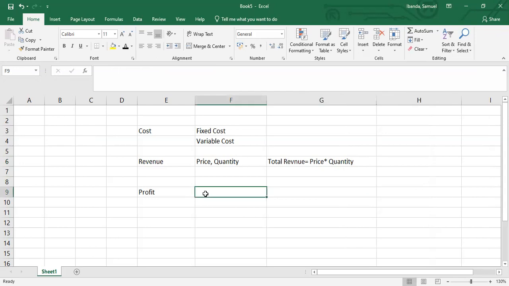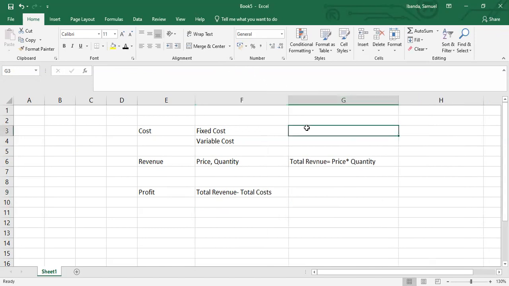When somebody speaks of profit, profit is looking at two things: what is your total revenue, subtracted by what is your total cost. Like that. As we have said, cost is basically a summation of, if it's total cost, it is equal to total variable cost.